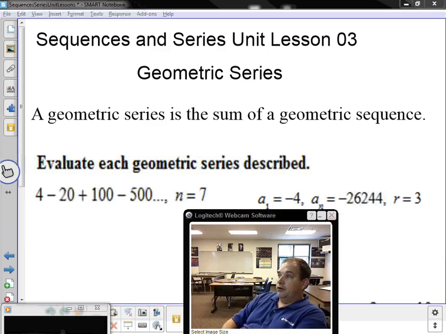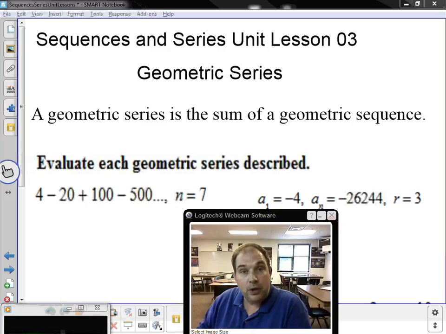What about that second one over there, though? It says a sub 1 is negative 4, a sub n is negative 26,244, and r happens to be 3. I don't know how many terms are in that. I really don't want to have to find all that many of them because this is going to be kind of large. So how can we figure these out? What we want to do, like we did on the arithmetic series, is find a formula that's going to help. So let's look at an email problem.